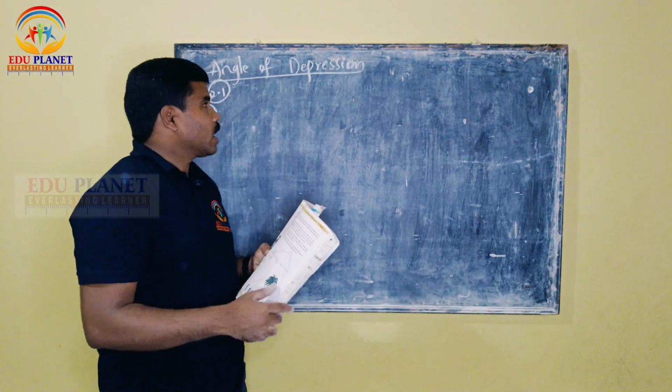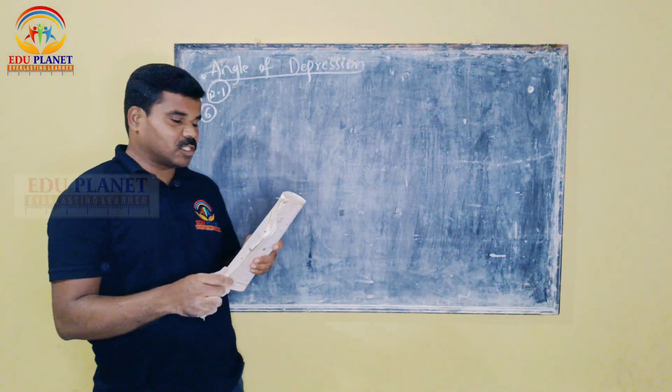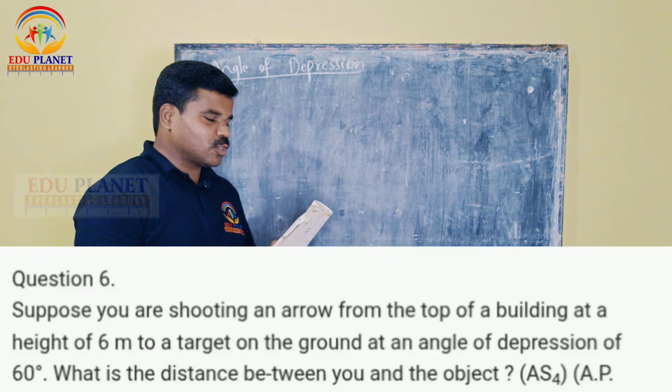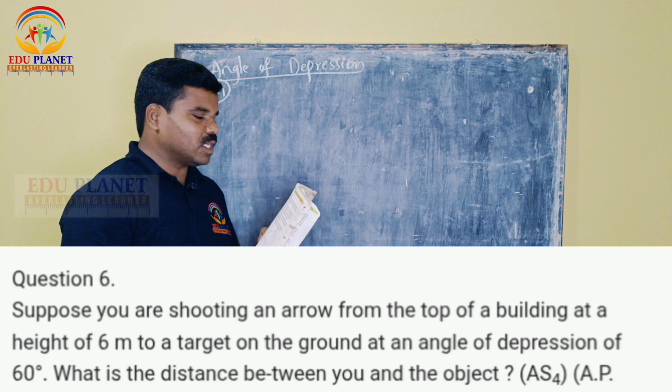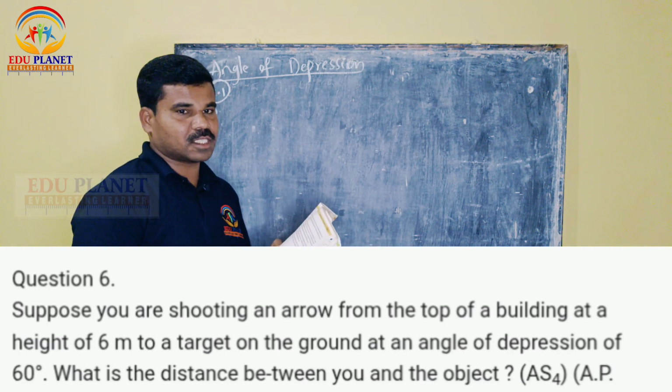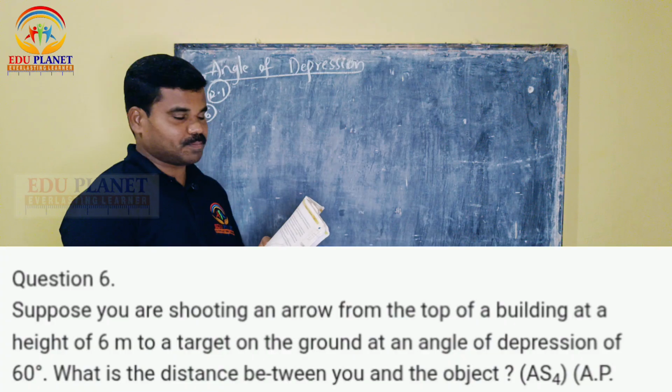Now we will see one angle of depression question from exercise 12.1, the sixth question. Suppose you are shooting an arrow from the top of a building at a height of 6 meters to a target on the ground at an angle of depression of 60 degrees. Then what would be the distance between you and the object?